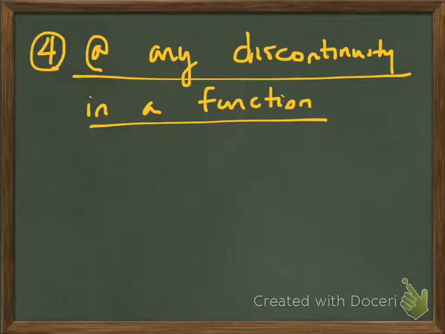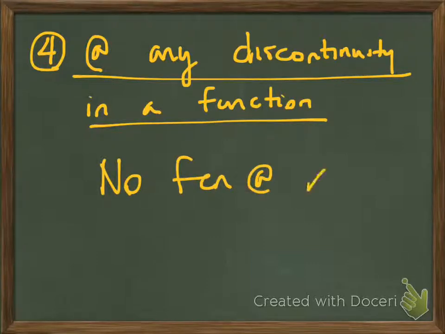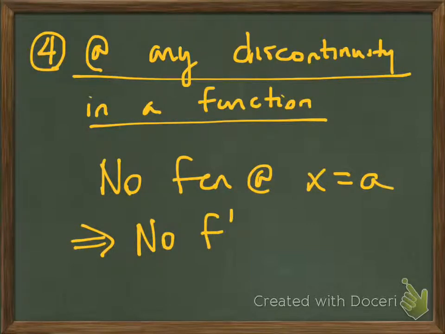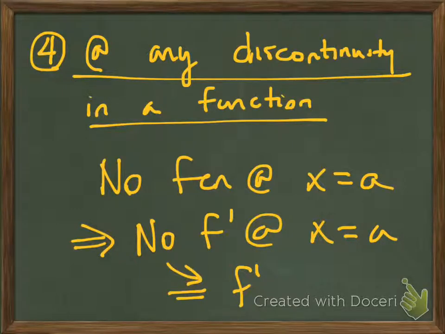All right? So doesn't it make sense that if there's a hiccup somewhere in the function, I can't talk about the slope where the function doesn't exist? So I think the best way to remember this one is no function at x equals a means no derivative. So no f prime at x equals a. And we could write that more succinctly as no f prime at a. So if the function doesn't exist at a, I can't even talk about the slope. And that becomes really important.